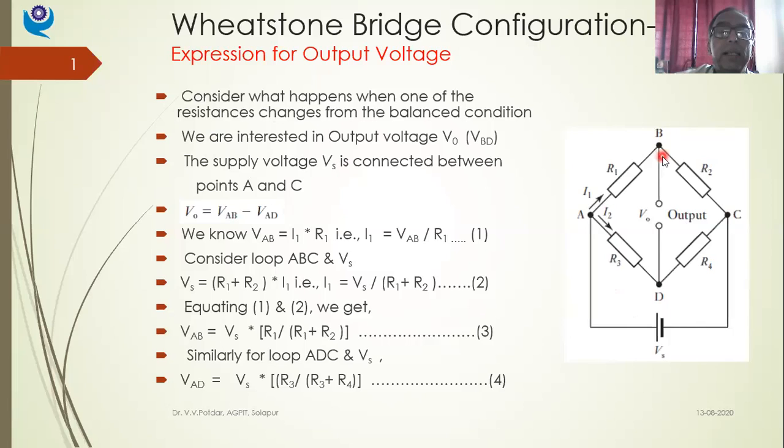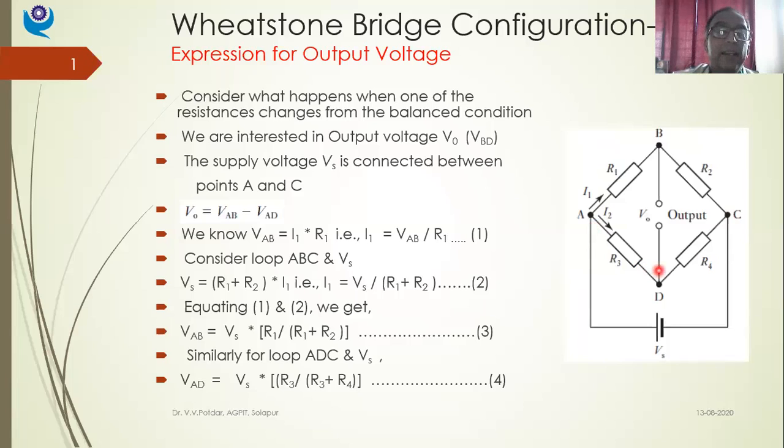We are interested in that voltage. The supply voltage Vs is connected so and so. So V0 will be equal to the potential at B minus the potential at D, or we can say VAB minus VAD. So V0 is equal to VAB minus VAD.